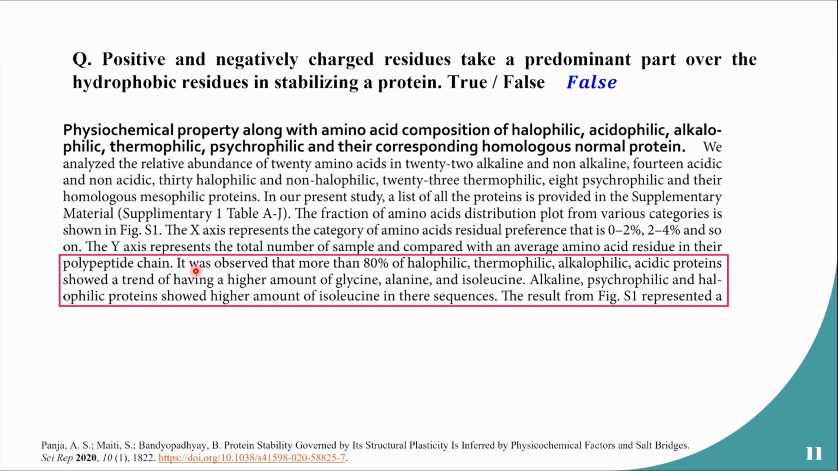So it is saying that it was observed that more than 80% of halophilic, thermophilic, alkalophilic, and acidic proteins showed a trend of having a higher amount of glycine, alanine, isoleucine. Again, alkaline, hydrophilic, and halophilic proteins showed a higher amount of isoleucine in their sequences. Since more than 80% of these proteins they observed have this trend of a higher quantity of alanine and isoleucine, I thought I would include this as part of this slide as well.